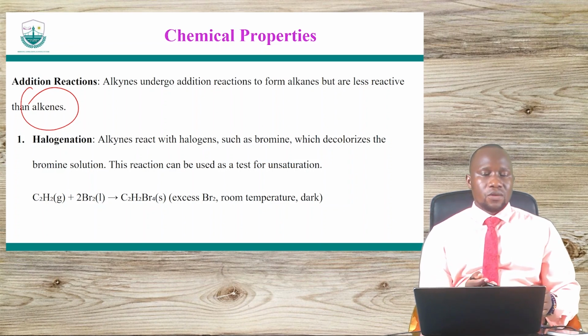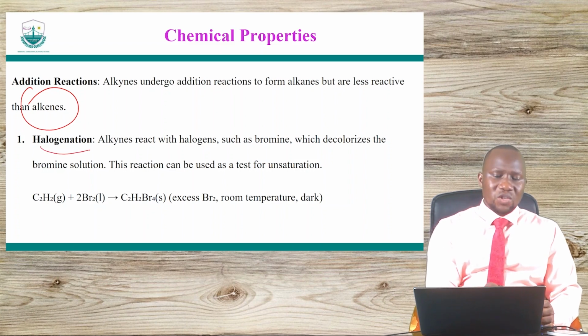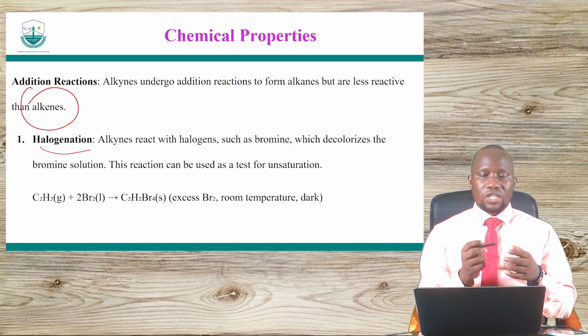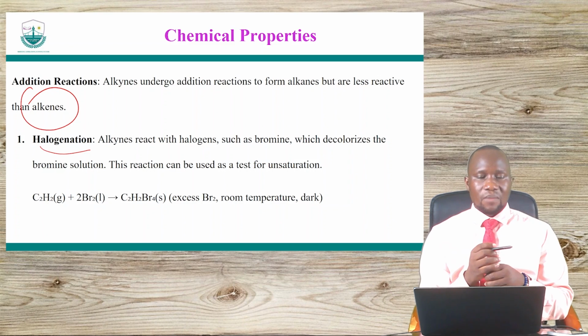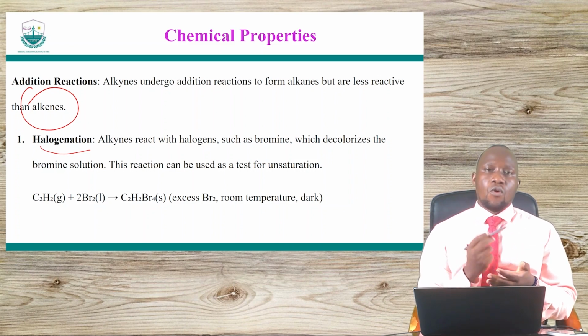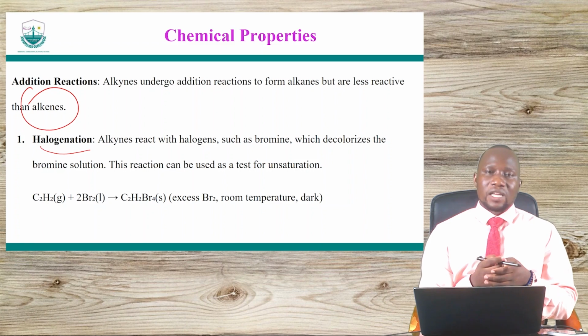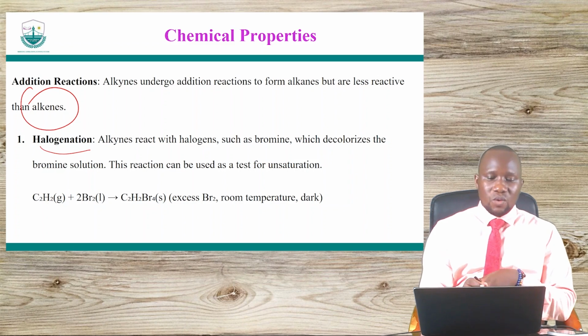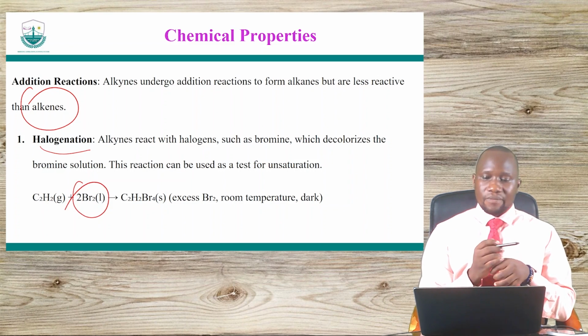So what are the reactions that the alkynes are involved in? Hydrogenation, addition of hydrogen atoms, right? No, just a minute. The first reaction of the alkynes that we are going to look at is the reaction with the halogens. Halogens include chlorine, iodine, and bromine. In this case, we are using the reaction with bromine, what we call bromine water.